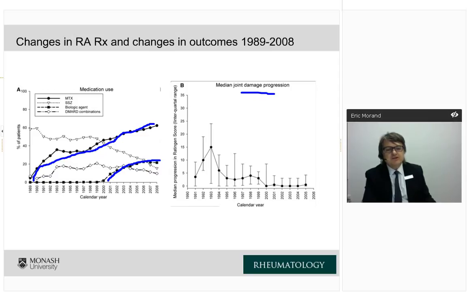experienced over time. And you can see a slope in the opposite direction in this graph, showing that the introduction of more specific and effective therapies in rheumatoid arthritis led to reductions in the amount of joint damage that patients experienced. And we now know that to be the case in rheumatoid arthritis.